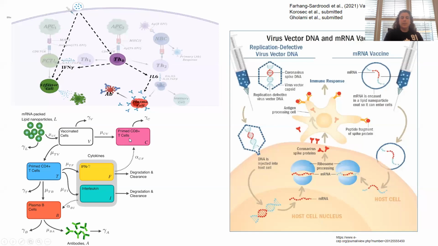They help prime the immune response for CD4 and CD8 T cells. We get data with respect to interleukin and interferon gamma. And then we can use this mathematical model to look at the longevity of antibodies and the longevity of T cells in the body as well.